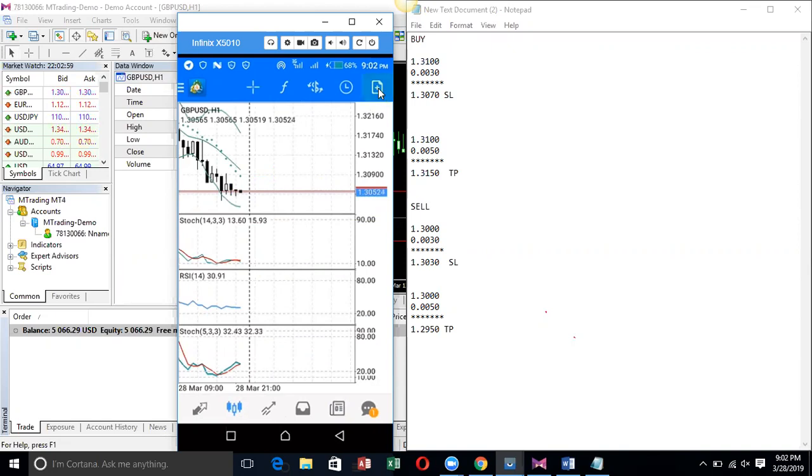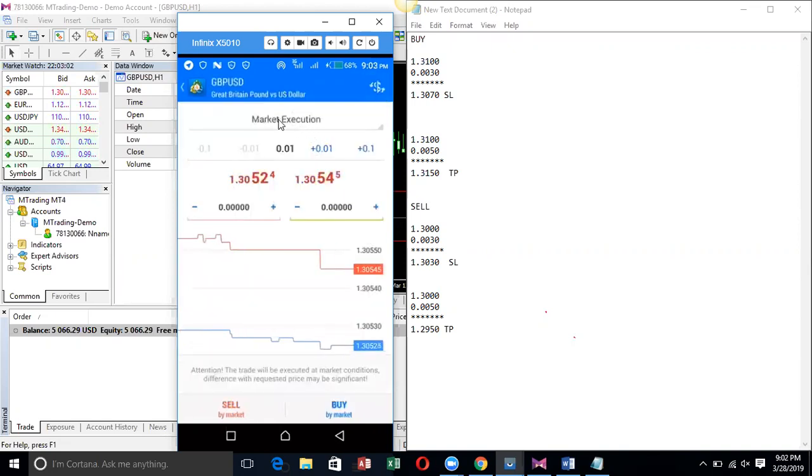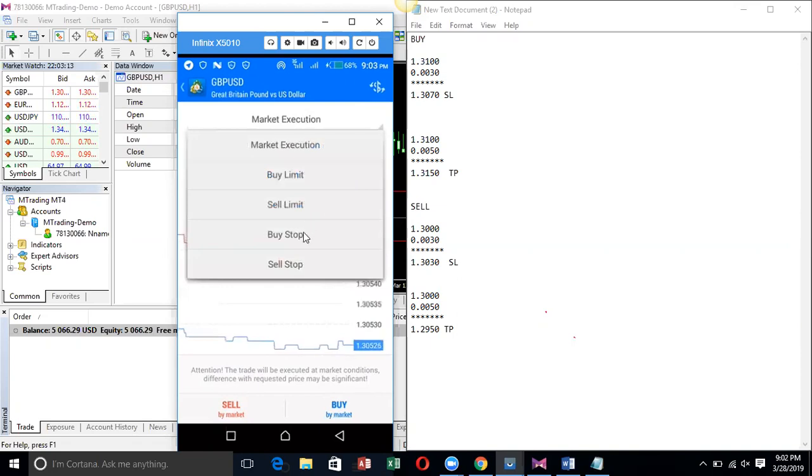This is it. Go to new order of the mobile phone. On this market execution, can you see this arrow here? Follow my mouse. Can you see my mouse? Click here. Can you see it opens it?